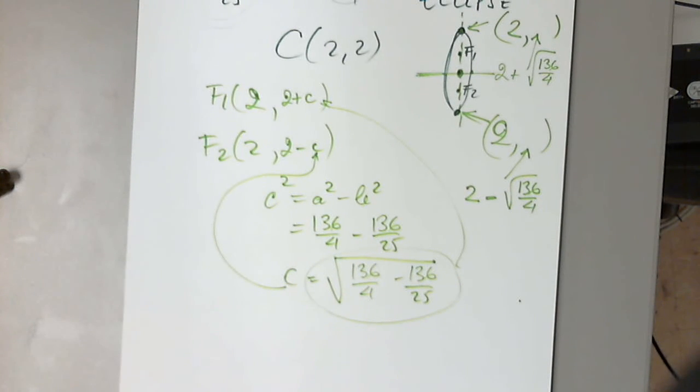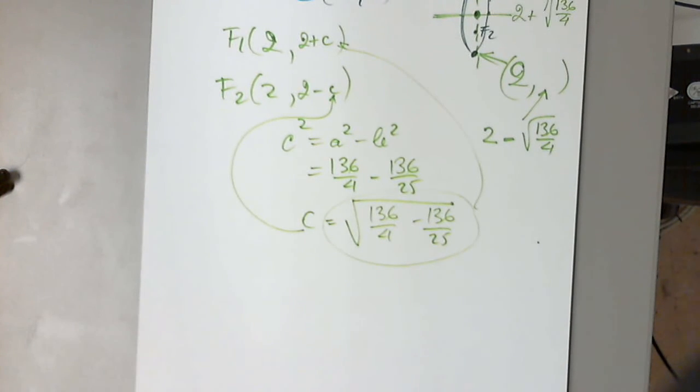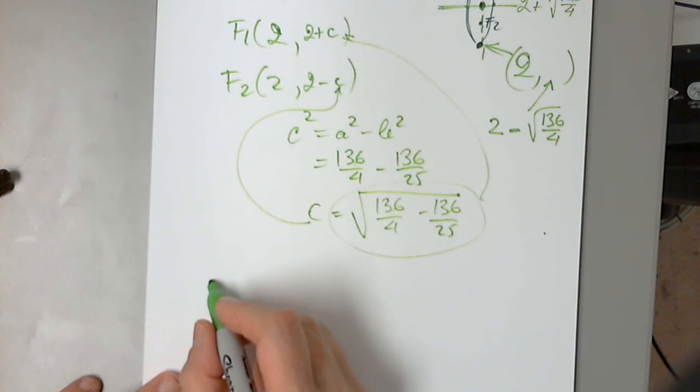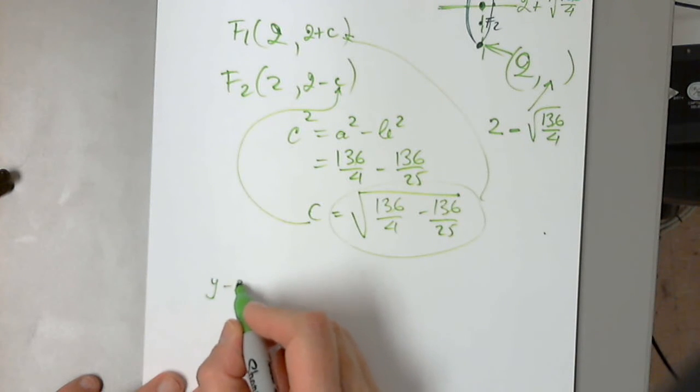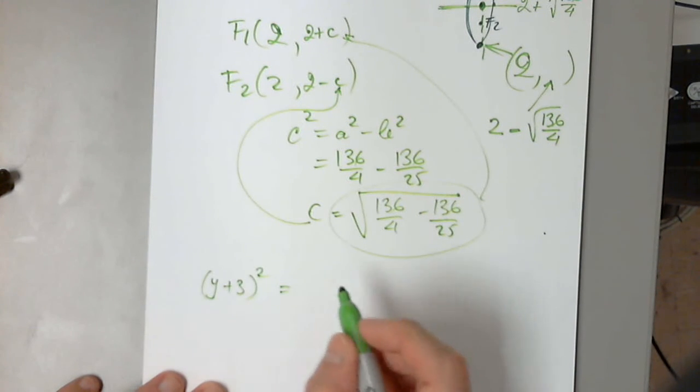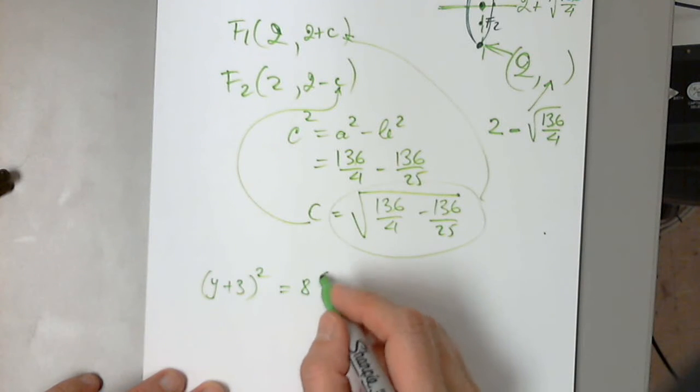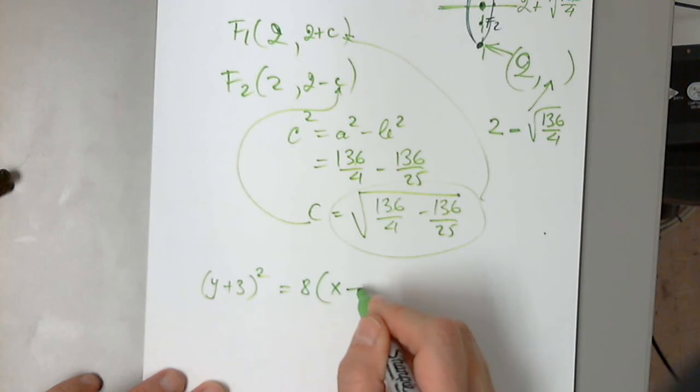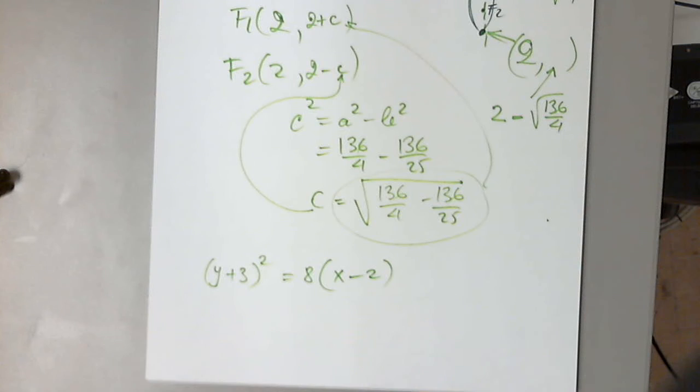Let's make up a parabola. Let's take a look. Let's say we have y plus 3 squared equals 8 times x minus 2. So is this a parabola? Yes, it is a parabola.